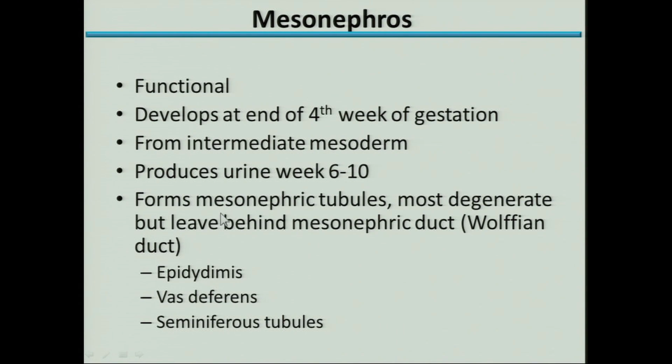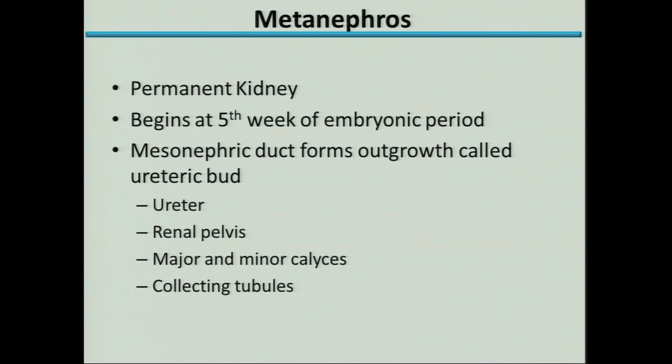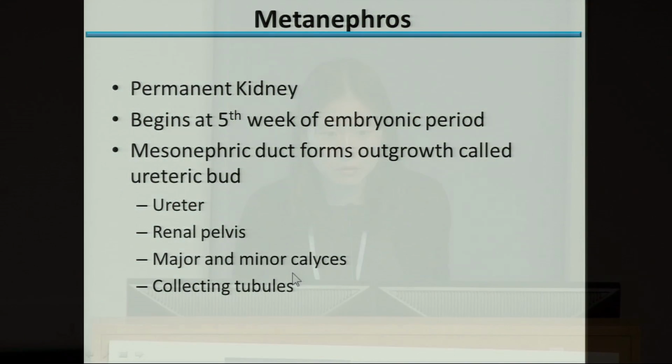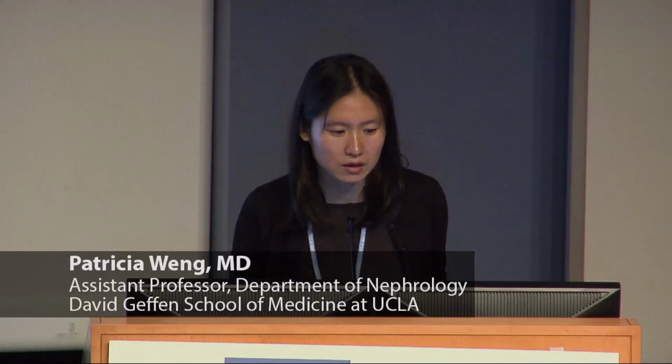But the mesonephros usually ends up forming the mesonephric tubules, which degenerate and leave behind the mesonephric duct, also known as the Wolffian duct, which gives rise in males to the epididymis, the vas deferens, and the seminiferous tubules. The mesonephric duct ends up becoming the ureteric bud, and that forms the ureter, the pelvis, the major and minor calyces, and the collecting tubules. So the metanephros really becomes the permanent kidney, and it starts developing at week 5 of the embryonic period.